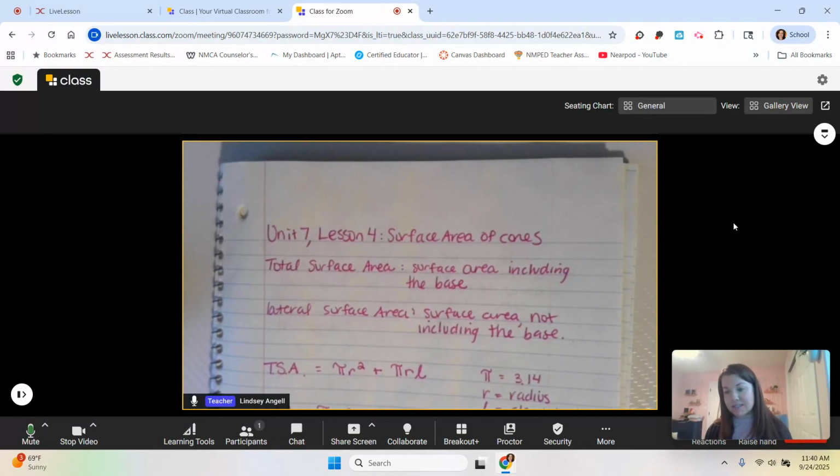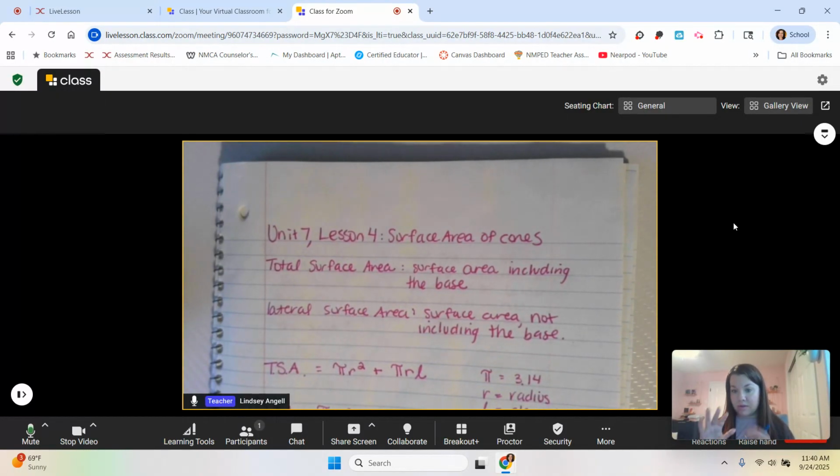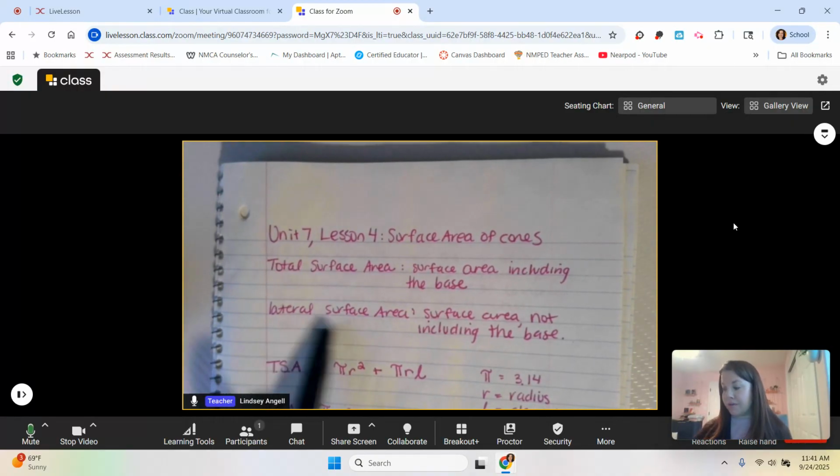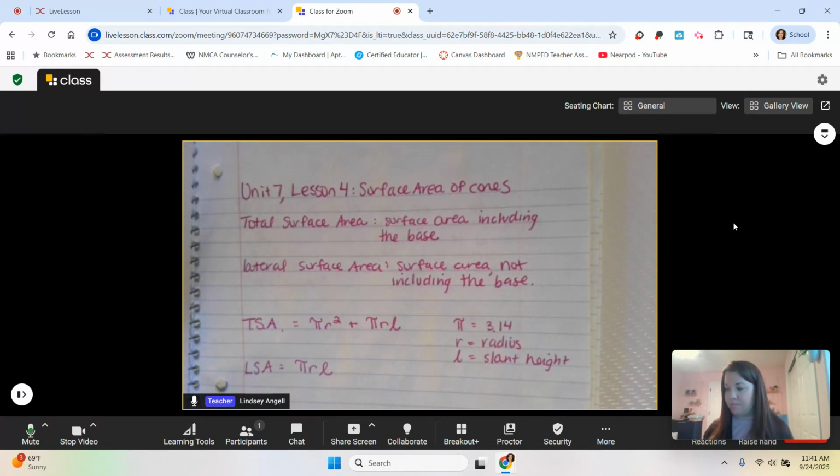So there's a couple different things that we need to consider, especially when we get to word problems and stuff like that. There's something called total surface area, right? That's the entire area of the cone, so the actual cone shape as well as the base, which would be a circle. Or lateral surface area, and that's the surface area not including the base, not including the bottom, okay? So just keep those things in mind depending on what problems you get and what it's asking for, all right? Because if a cone needs to be painted, but they're not going to paint the bottom, we don't need to include that space, right?